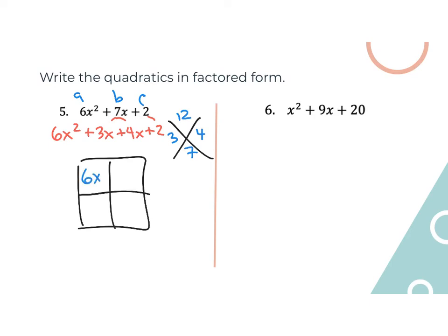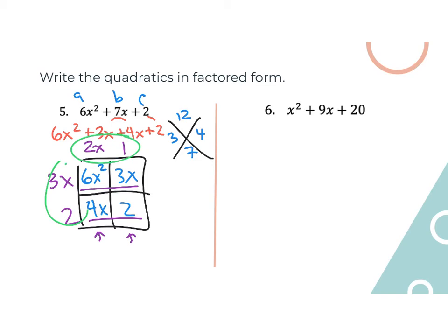That's 6x squared, 3x, 4x, and 2. And then I look for those GCFs. The GCF of 6x squared and 3x is a 3x. The GCF of 4x and 2 is a 2. The GCF of 6x squared and 4x is 2x. And the GCF of 3x and 2 is just a 1. Nothing in common there, beyond a 1. So I've got that. And then I have 3x plus 2, and my other factor is 2x plus 1. That's my factored form.